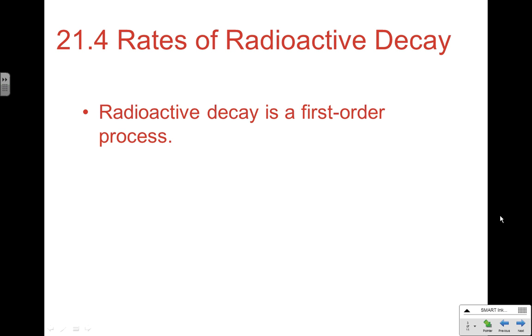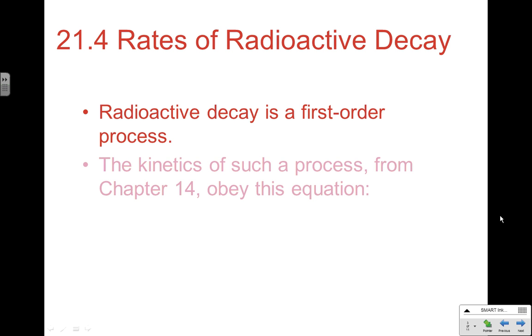Now, as I'd mentioned earlier, radioactive decay is what is known as a first-order decay process, first-order kinetics. Now, this is something we'll actually be talking about in Chapter 14. So what we're practicing here with radioactive unstable nuclei is going to give us a little background for when we come back to this in Chapter 14 later in the year.